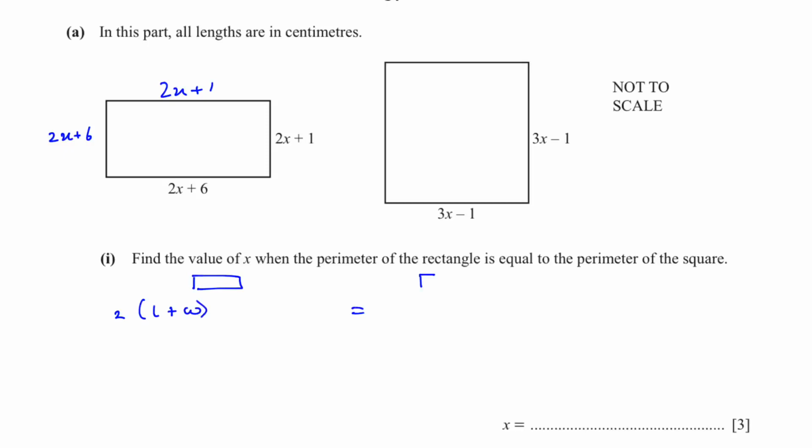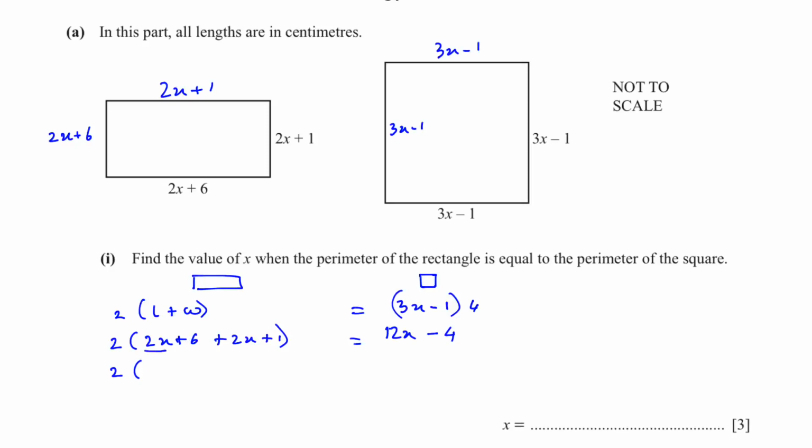And to find the perimeter of the square, again we can add the 4 sides, 3x minus 1, 3x minus 1, or you can multiply 3x minus 1 by 4. So your length is 2x plus 6 and your width is 2x plus 1. When we expand this bracket, 4 multiplied by 3x will give us 12x, and negative 1 multiplied by 4 is negative 4. 2x plus 2x is 4x, plus 6 plus 1, 7. Open the bracket up and we will get 8x plus 14 is equal to 12x minus 4.